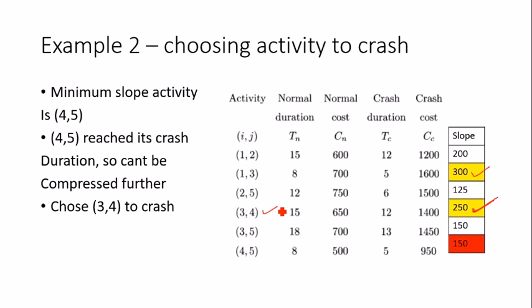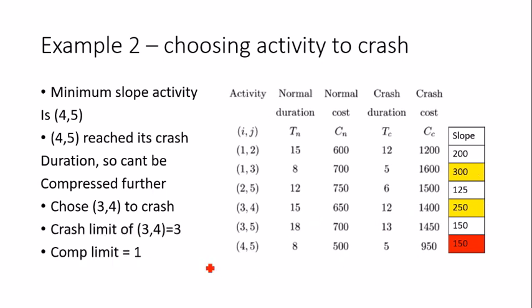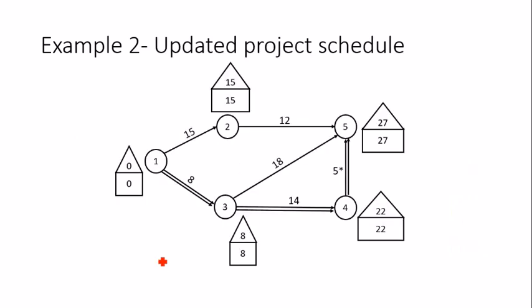And once this is decided, you compute the crash limit of this. Its crash limit is 15 minus 12, which is 3. The FF limit was 1, just computed. So the crash limit is 3. The compression limit is obviously the minimum of the FF limit and the crash limit, which is 1. So ultimately from 28 days, I'll be going to a schedule of 27 days.